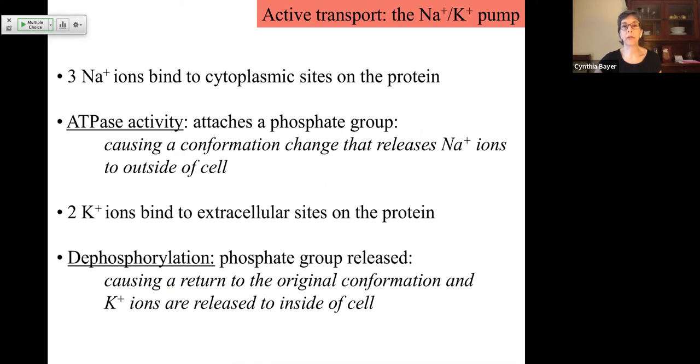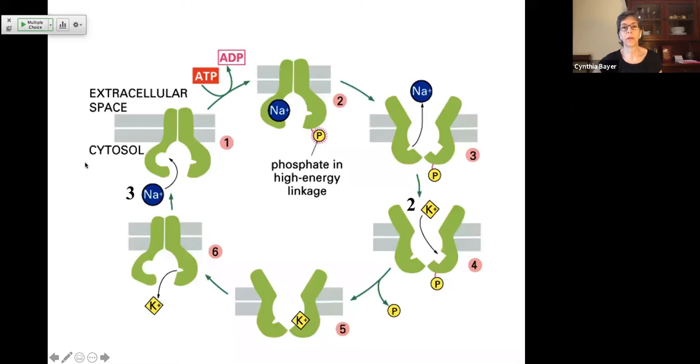That binding causes another shape change that results in dephosphorylation, the removal of that phosphate group, which causes yet another shape change. And we can see all of that on our next slide here. So a simplified view of our sodium-potassium pump sitting in our lipid bilayer, multiple conformations to the three-dimensional shape of that protein. So our pump here in green, in the starting, so you notice we have a cycle of these different changes.